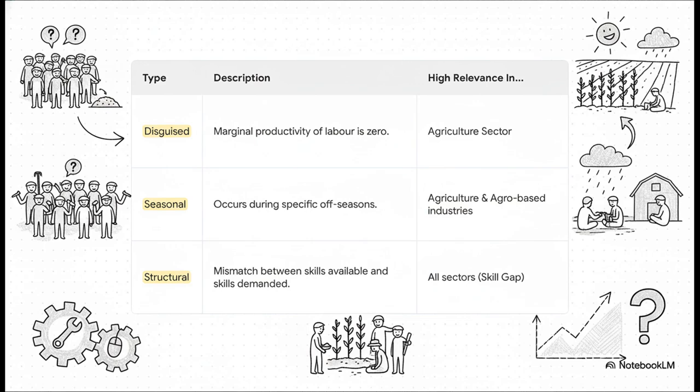When we're talking about unemployment in rural India, these 3 are the big ones. Now, structural unemployment, that's skills mismatch, that's a problem everywhere. But for agriculture, you have to zoom in on disguised and seasonal unemployment. Disguised unemployment is basically when you have too many people working on a farm. You know, if 2 people left, the total output wouldn't even drop. And seasonal is pretty self-explanatory. It's tied to the cycles of planting and harvesting.